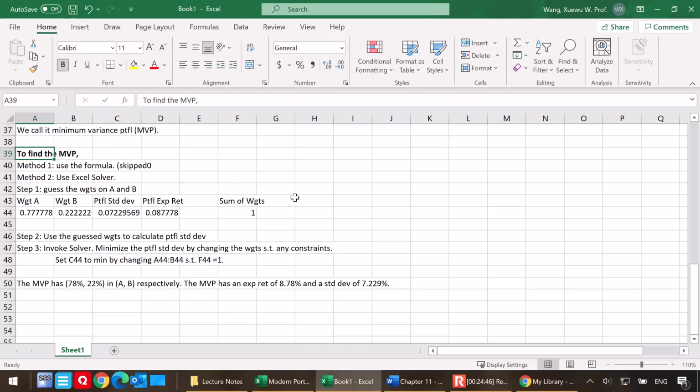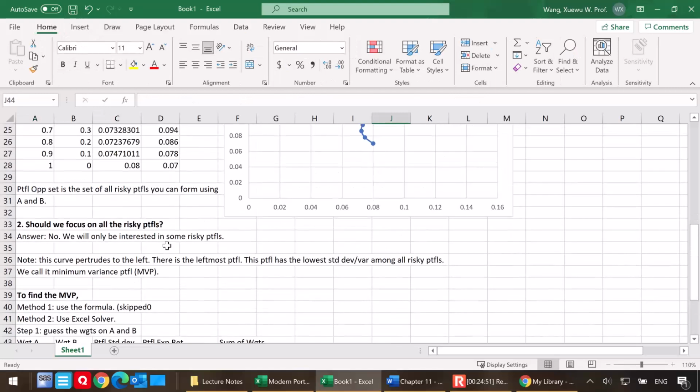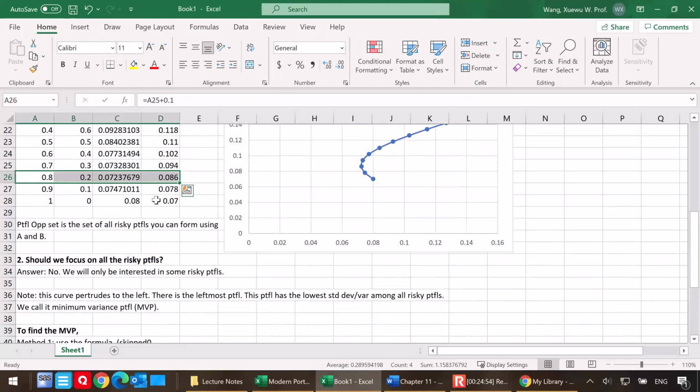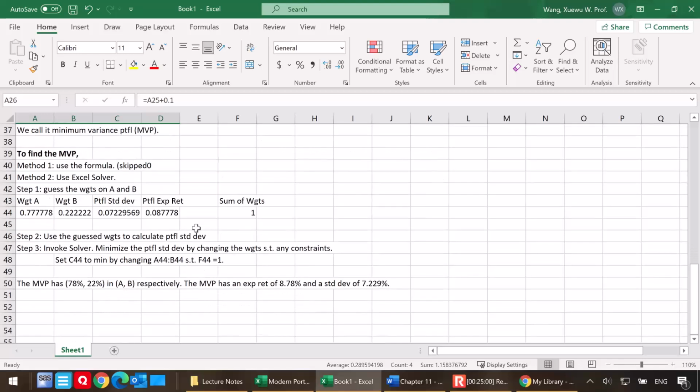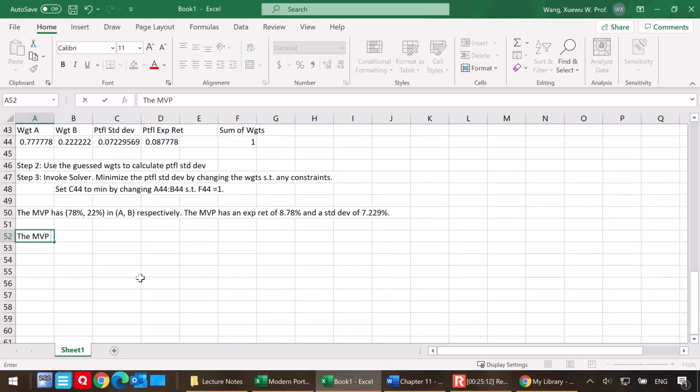At least we have a portfolio that's about 78 versus 22. The closest one we have here is actually this one, 80% versus 20%, and that's the closest one to the minimum variance portfolio in our illustration of the portfolio opportunity set. The next question is, the MVP splits the portfolio opportunity set into two halves, the upper half and the lower half, because the MVP is the leftmost of the portfolios.